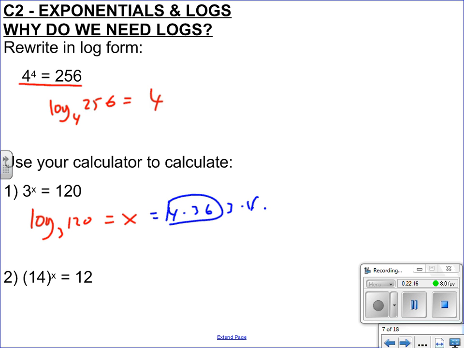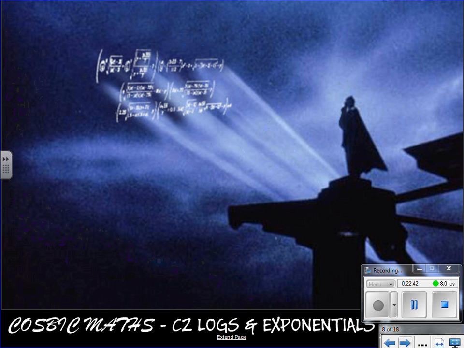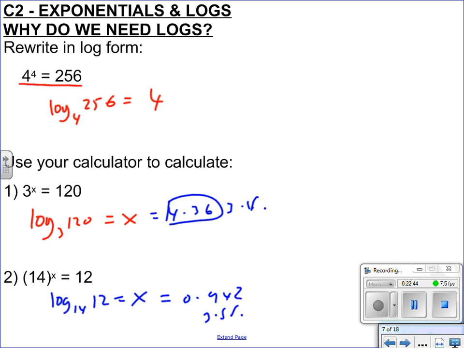And 14 to the power of x equals 12. How do we find out what x is? Same again, isn't it? So log base, result is power. And again, log on the calculator, log base 14 of 12 is 0.942 to 3SF. Any more? No. So next video for more complicated logs. So at the moment we've done really basic stuff, but in a second we're going to ramp this right up.